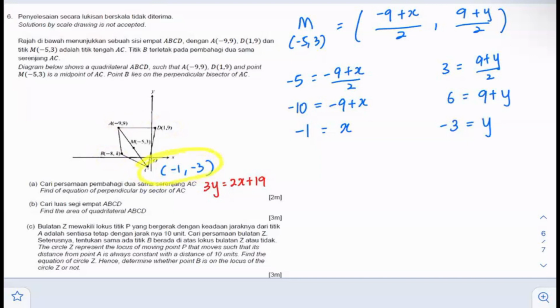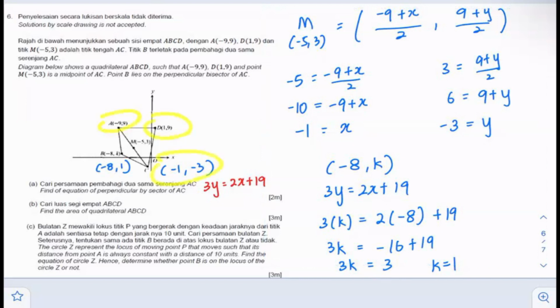So we have the coordinate for C, but we still need to find the coordinate of B. We know that B lies on the perpendicular bisector, which is this equation that we just found. So we have the point negative 8 and k put into this equation. So y will be the k equal to 2 multiplied with the x, which is negative 8, plus 19. So we have 3k equal to negative 16 plus 19. 3k equal to 3, so k equal to 1. So we know this is negative 8 and 1.